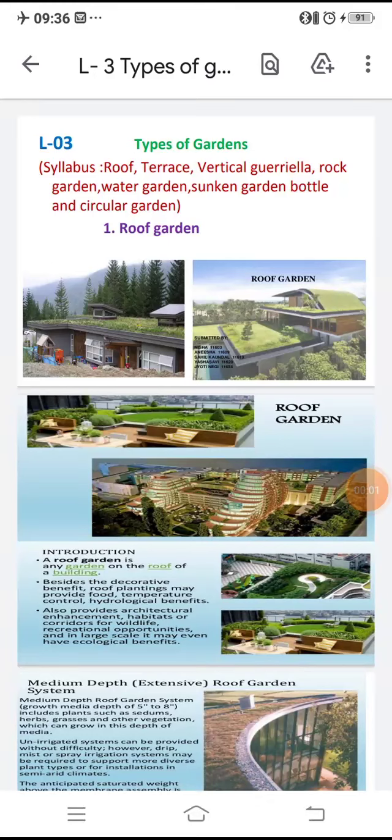Okay, good morning to all of you. So today we are observing the types of garden. This is our third lecture.